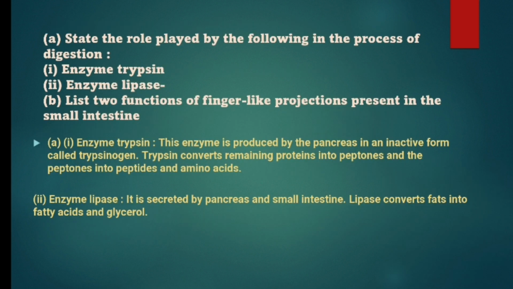Now, state the role played by the following in the process of digestion: enzyme trypsin, enzyme lipase. Both the enzymes are secreted by the pancreas. I hope you all know this. Enzyme trypsin helps in the breakdown of proteins into peptones and peptones into peptides and amino acids. But this trypsin is actually produced in an inactive form called trypsinogen.